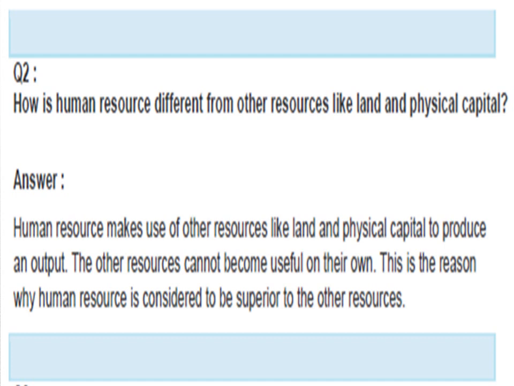Second question is, how is human resource different from other resources like land and physical capital? Answer is, human resource makes use of other resources like land and physical capital to produce an output. The other resources cannot become useful on their own. This is the reason why human resource is considered to be superior to the other resources.